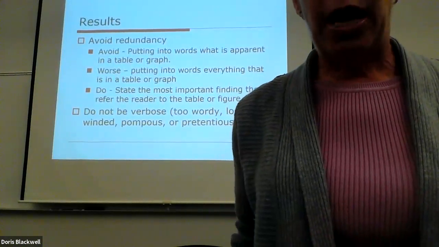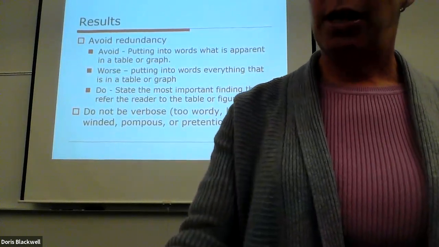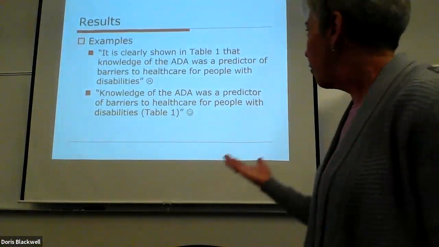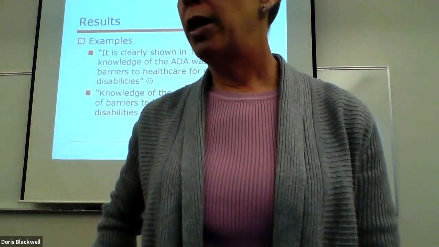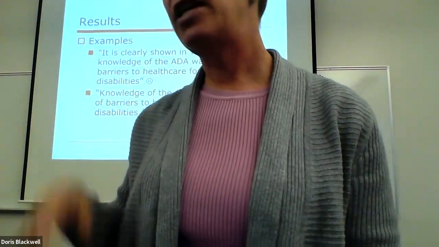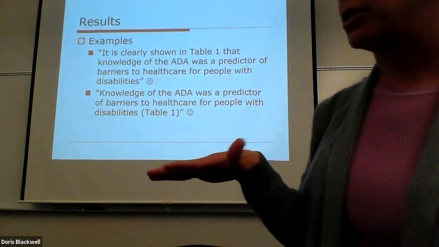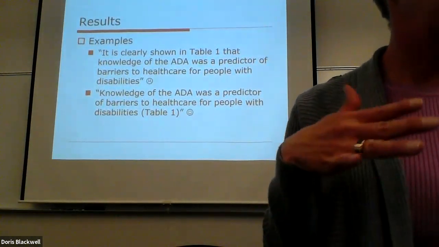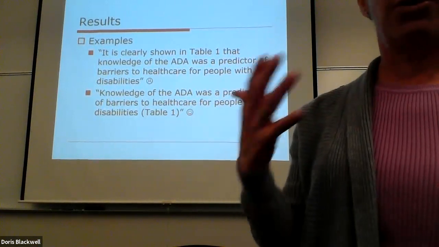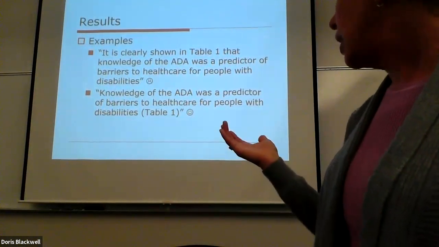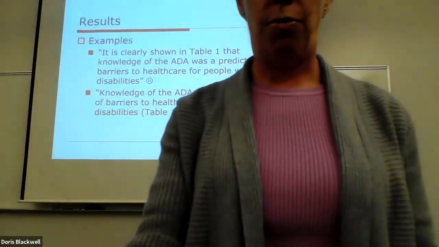We want to make sure that we're not too verbose, so not too wordy, long-winded, pompous, or pretentious. An example: if we're writing a results section and you say something like, "It is clearly shown in table 1." You can almost see the person shaking their head, like, it is clear. I mean, hello. We don't need those words, especially when words are precious and we sometimes are scrambling to cut things. Just start out with a statement of the facts: knowledge of the ADA with the particular barriers. We don't have to say anything about it clearly being shown in our table.